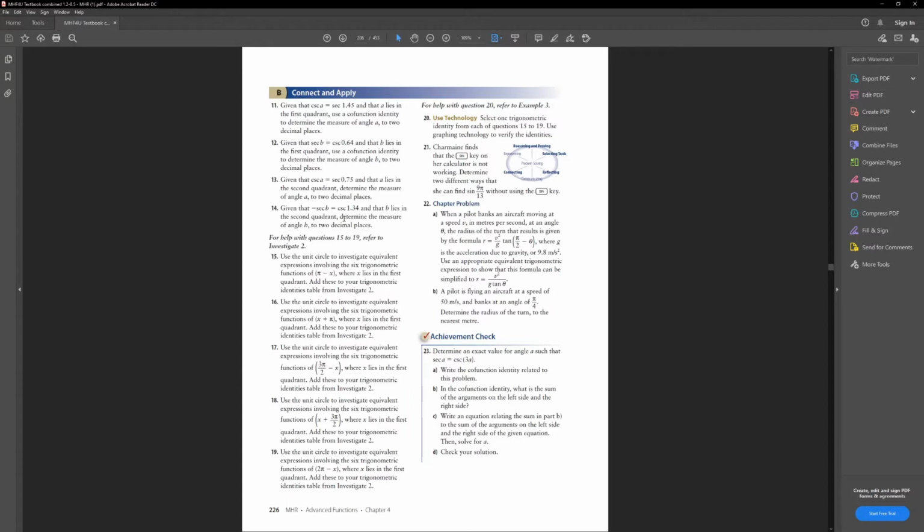Then for part B, I've assigned I think 12 and 14, or 11 and 14. Again, they're just very similar to what we did. Then for questions 15 to 19, you're going to be investigating the rest of the unit circle. You could follow the exact same procedure I did, but now for quadrants 3 and 4. Then I've also assigned question 22, which is supposed to test all of your knowledge from this particular subchapter.